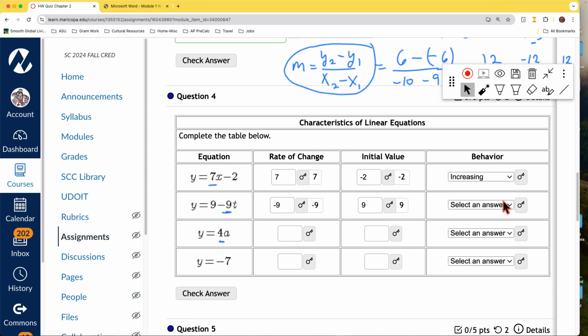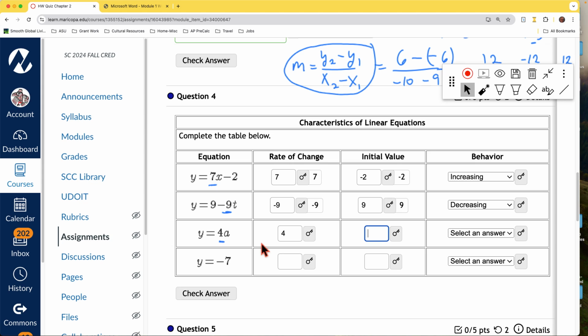So since the slope is negative, what is the behavior of the line? Decreasing. It's going downhill. Think of that negative as making it go downhill. Good. y equals 4a. What's our rate of change there? 4, the number in front of the variable. What's our initial value? 0. Because it's invisible, it's 4a plus 0, which they don't write.